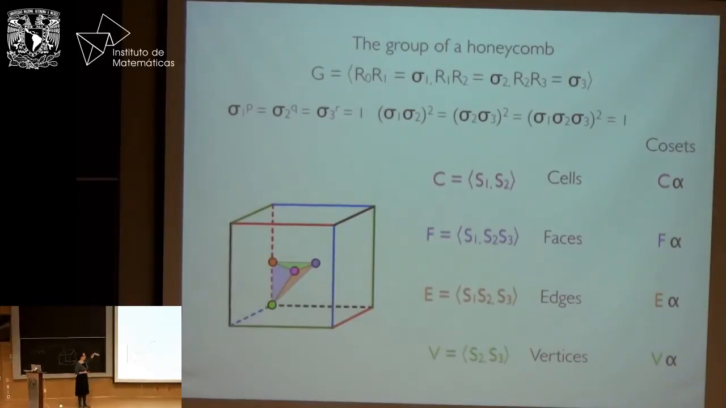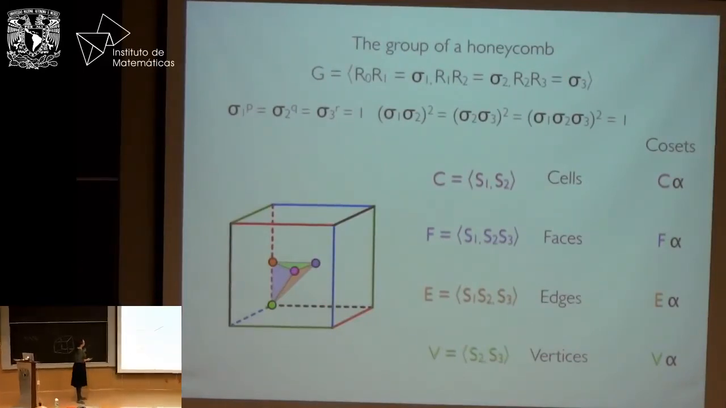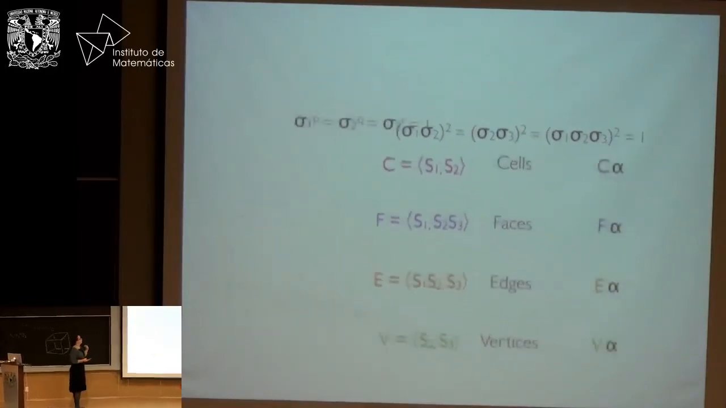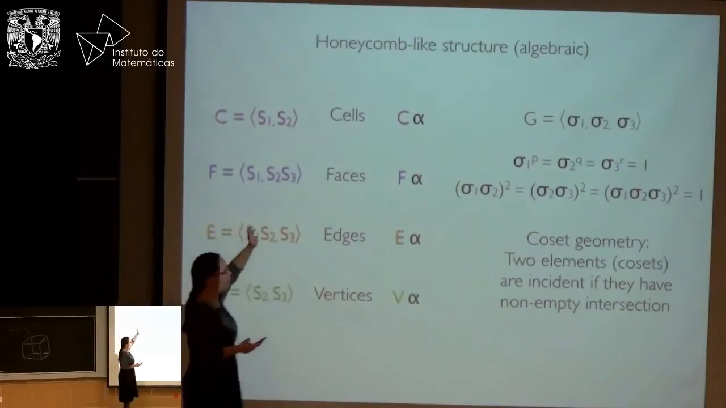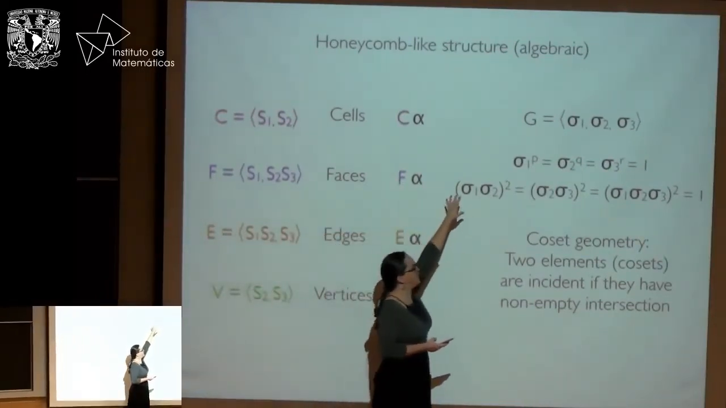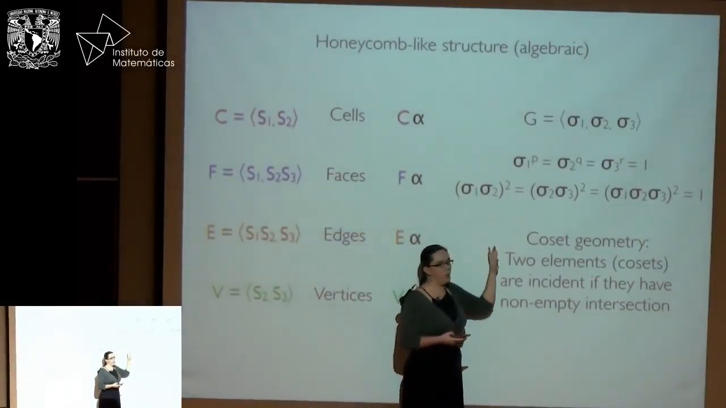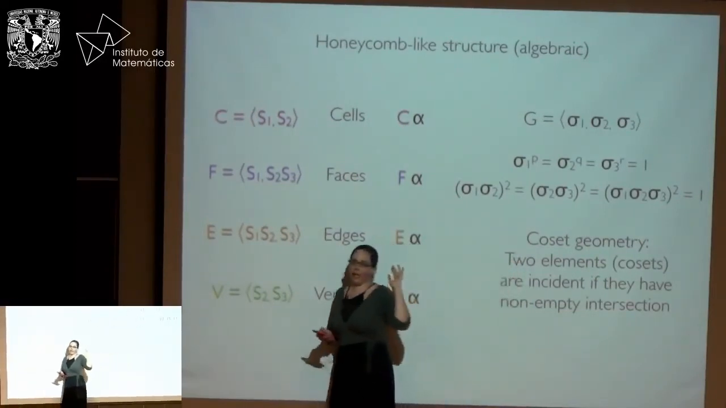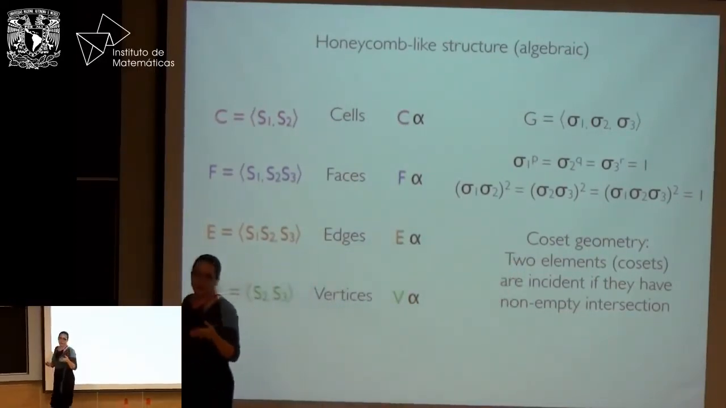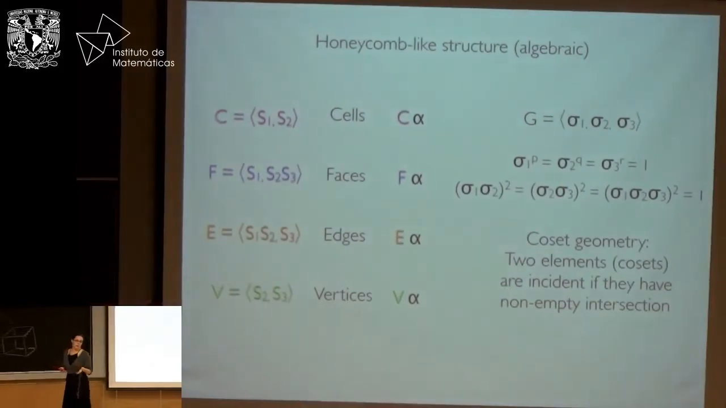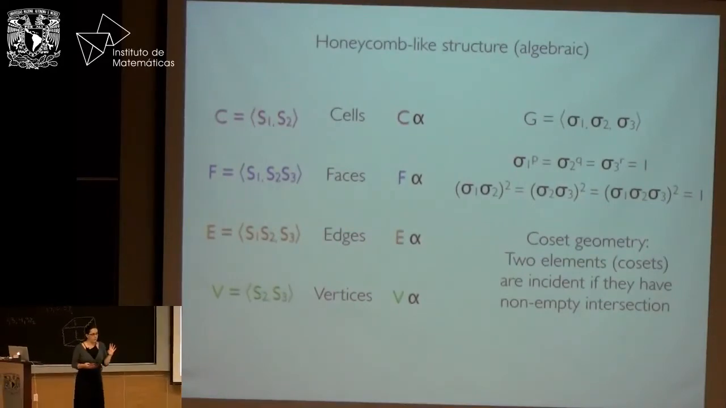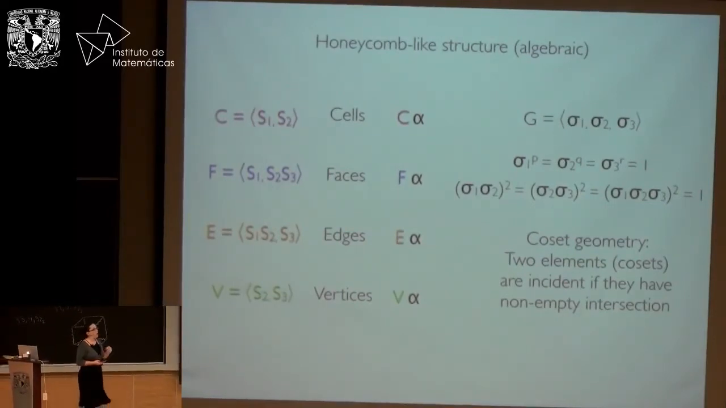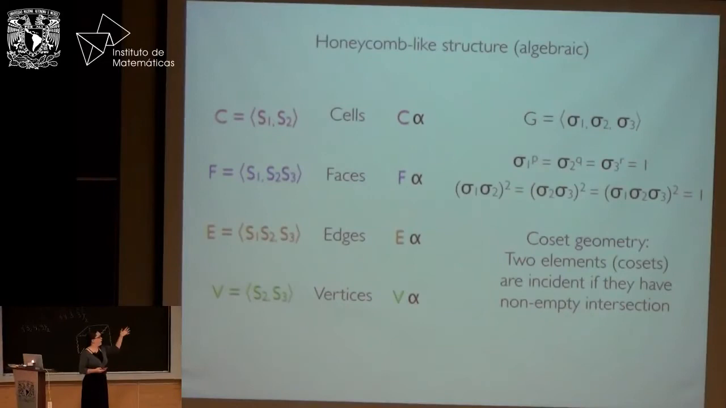I'm not going to drill into them. But what happens is that I could understand the honeycomb-like structure as a group generated by three things that satisfy some relations, and then do coset geometry. So I take all the cosets, and I can define incidence between them with a non-empty intersection. And that's a classical construction in coset geometry, in incidence geometry. And when I do this, I can regard a honeycomb as one of these things.